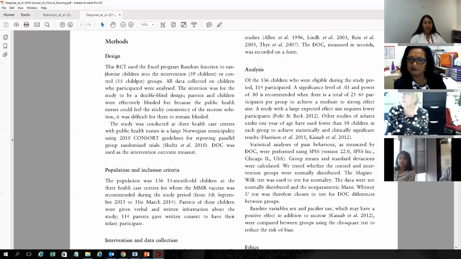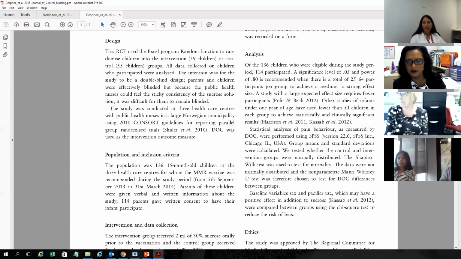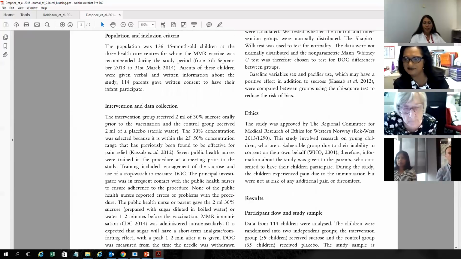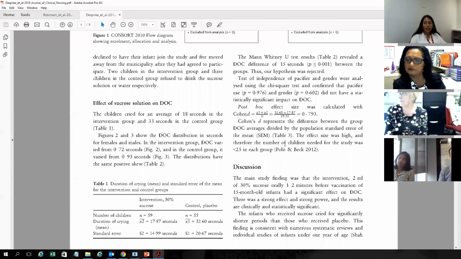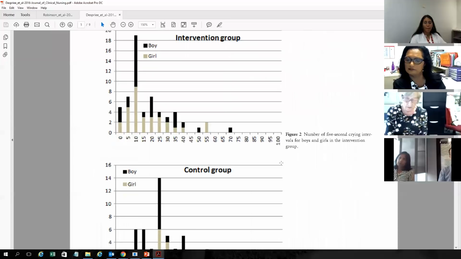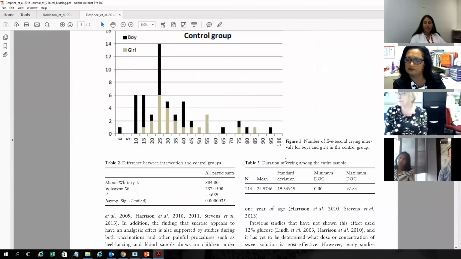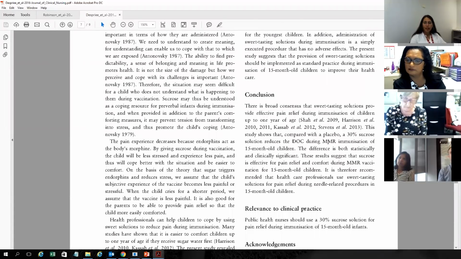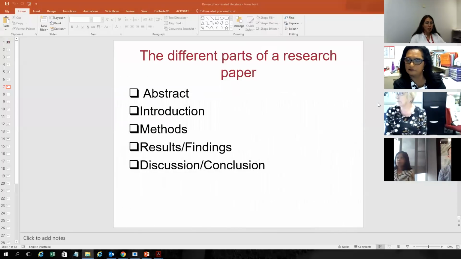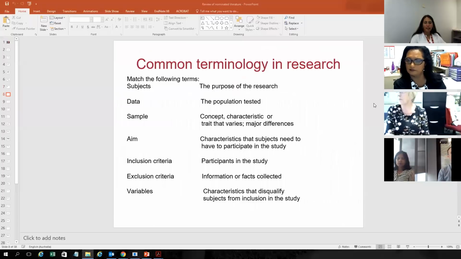Then you have the methods with different side headings. So under the methods is where you'll find participant selection, data collection, analysis, etc. And then come the results, the findings if it's a qualitative study. And then a discussion section, and a conclusion section. All right, so it's important to know the different parts of the research paper so that you can go straight to that section when you locate your answers.